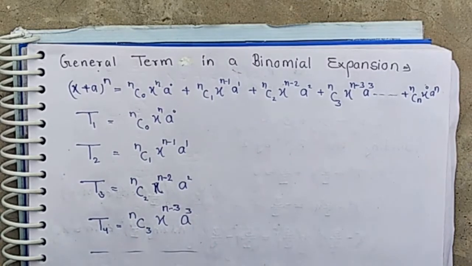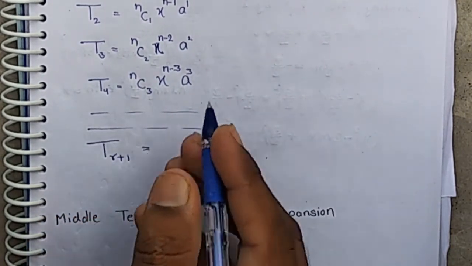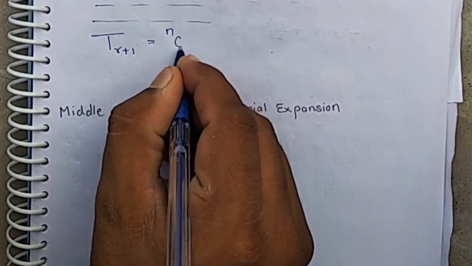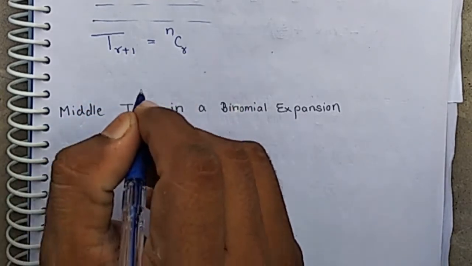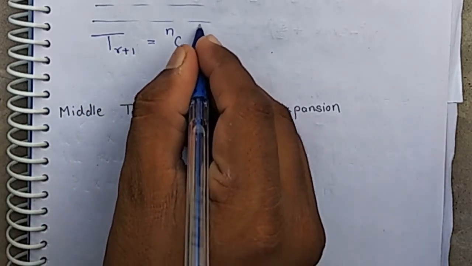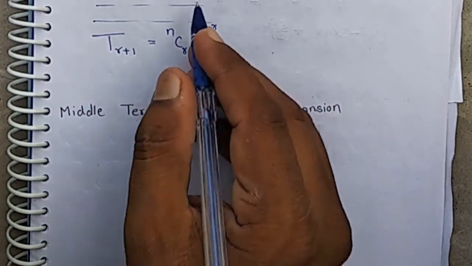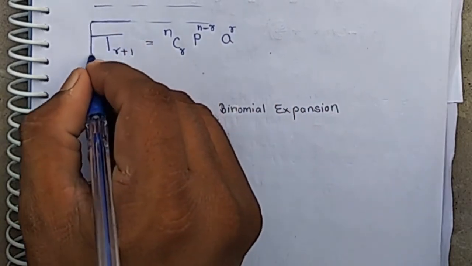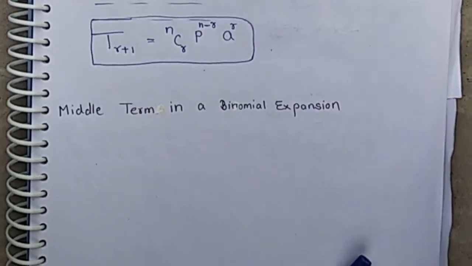And if we see the (r+1)th term of this binomial expansion, then we have nCr x^(n-r) a^r, and it is called the general term of a binomial expansion.